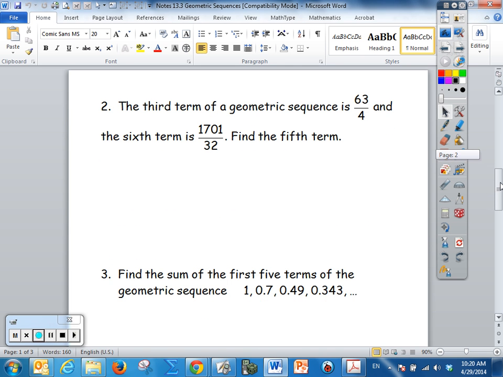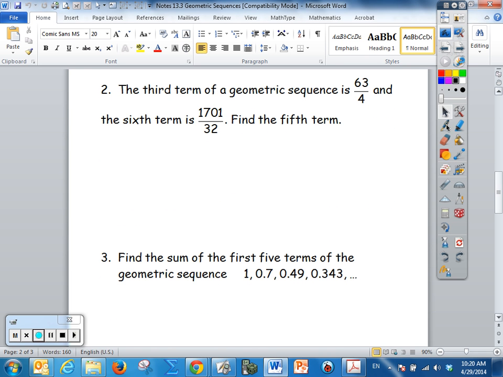Let's look at our next example. Number 2 says the third term of a geometric sequence is 63/4, and the sixth term is 1,701 over 32. Find the fifth. Okay. Unlike the little formula that we had yesterday where we could just put the terms on top, subtract them, and on the bottom subtract the term numbers and get the common difference, we really don't have a fancy little formula like that.